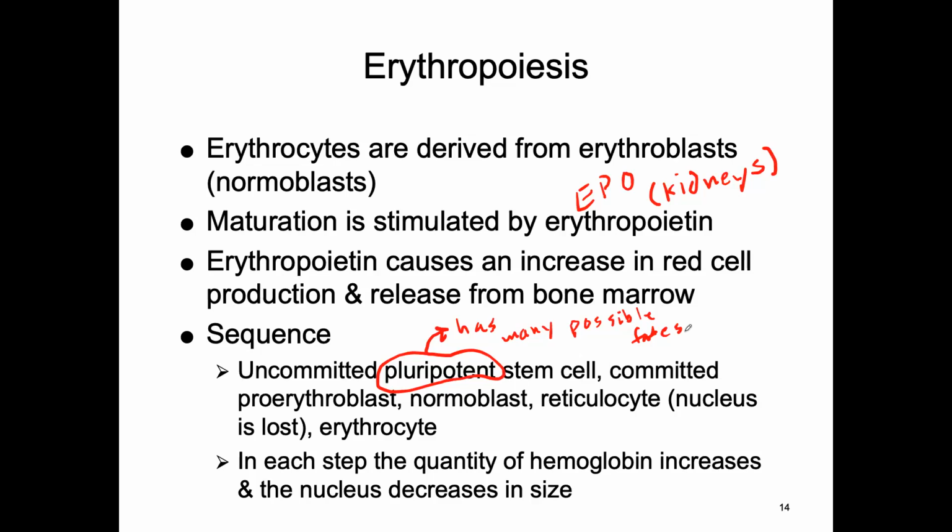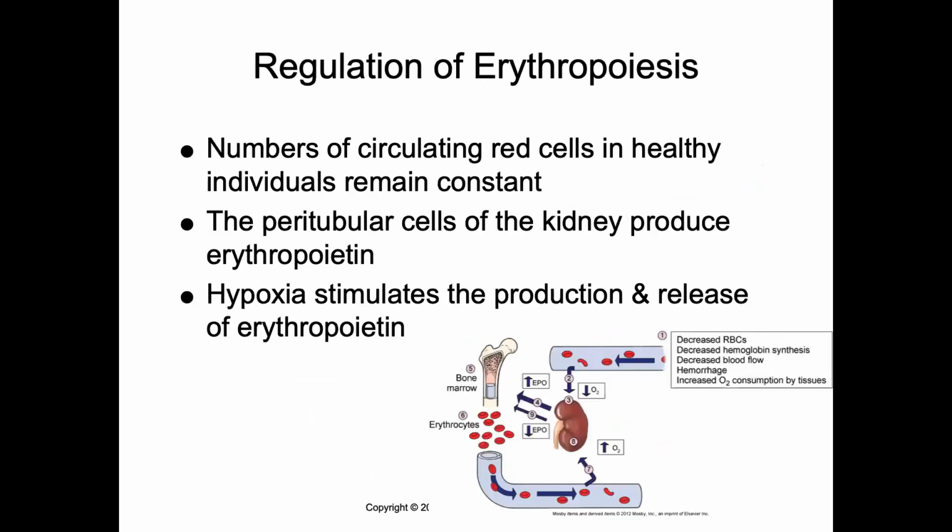So one of the ways that we can determine the rate of erythropoiesis is to do what's called a reticulocyte count in a process known as a differential or a complete blood count. Okay. So the more reticulocytes there are, the more rapidly you're making blood. In each step, the quantity of the hemoglobin increases and the nucleus shrinks in size. And the reason that there is no cellular machinery in an erythrocyte is to make room for the hemoglobin in order to carry as much oxygen as possible. Right?